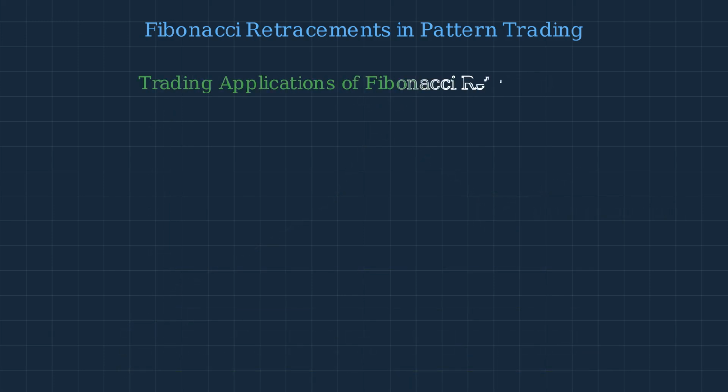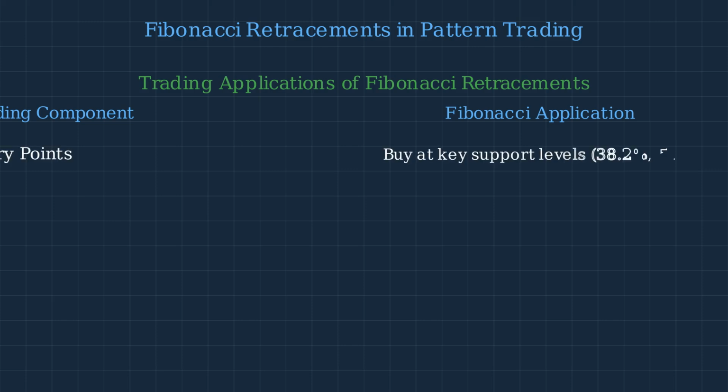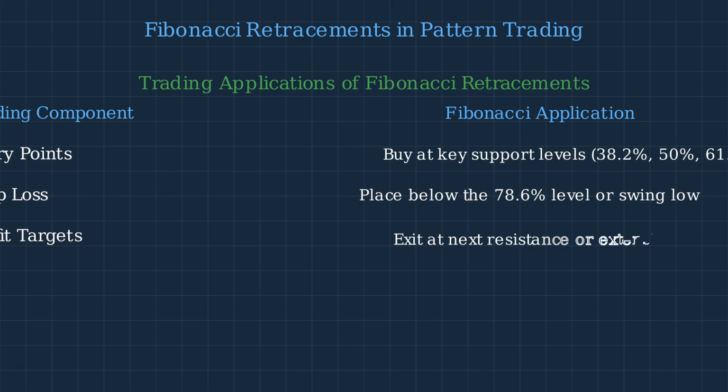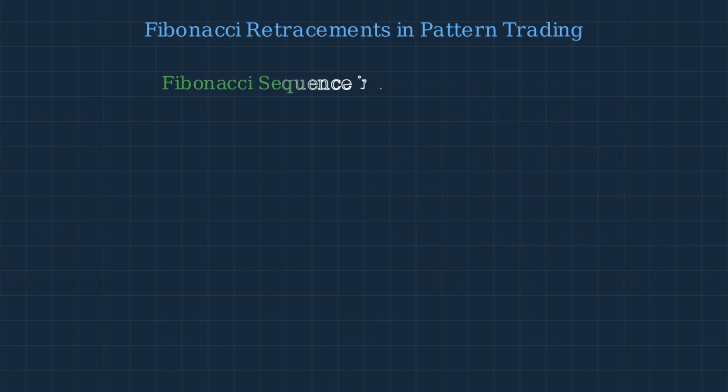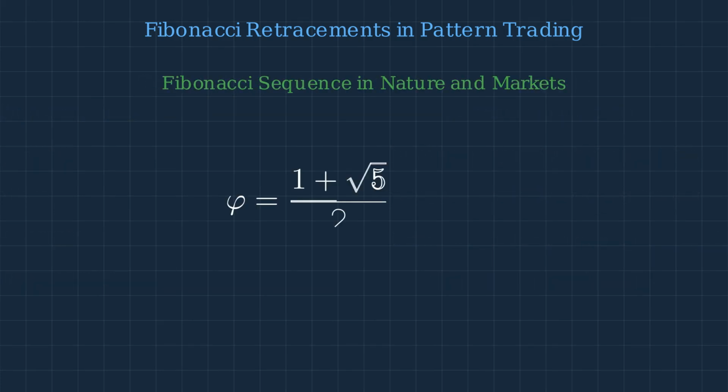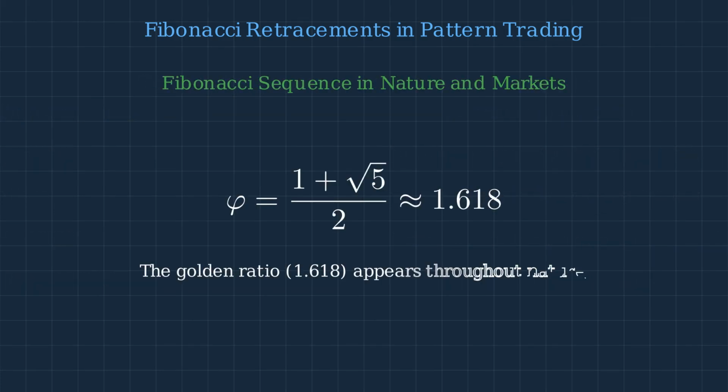Traders use Fibonacci retracements for multiple aspects of trading decisions. They identify potential entry points at key retracement levels, set stop losses below deeper retracements, and establish profit targets at extension levels. The mathematical basis for Fibonacci retracements comes from the golden ratio, approximately 1.618, which appears throughout nature and human behavior.